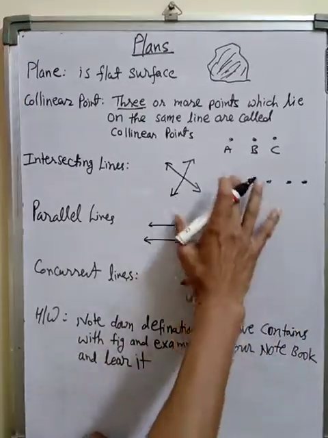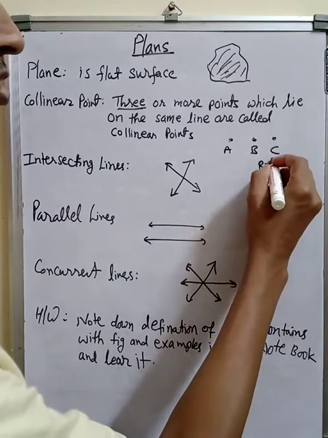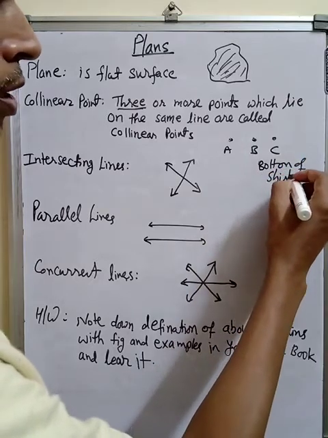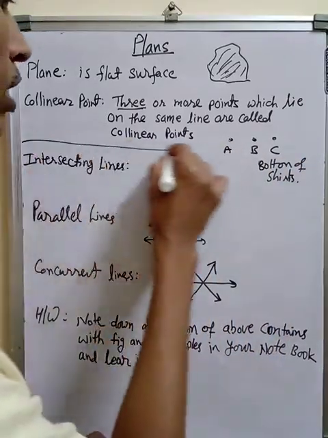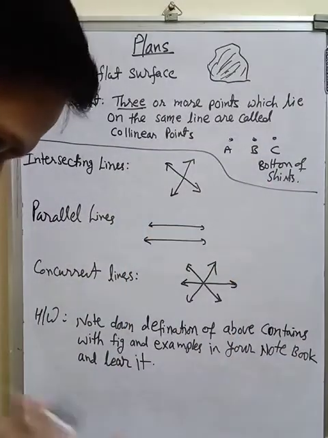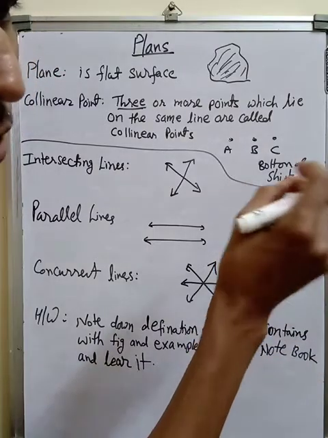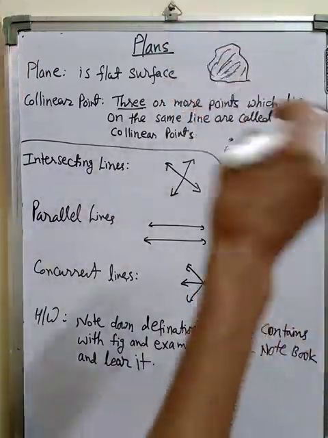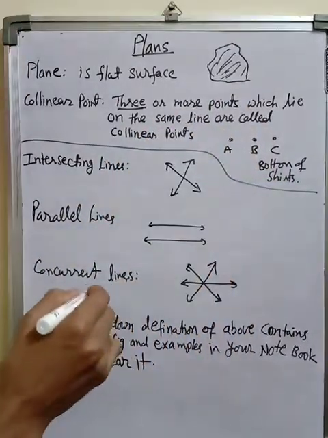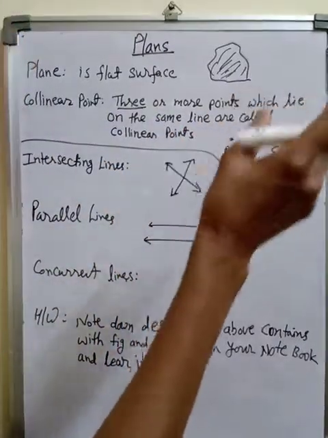So what is the example of collinear points? Buttons of your shirt. This is the collinear points. And many more examples you can see here. Sometimes if the holes are in one line, you can say this collinear points. So you try to search and write the example of collinear points from your surroundings.